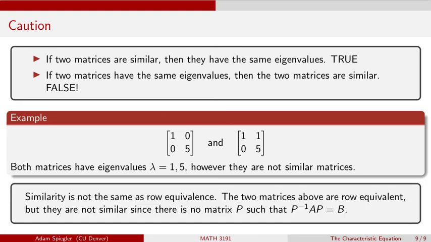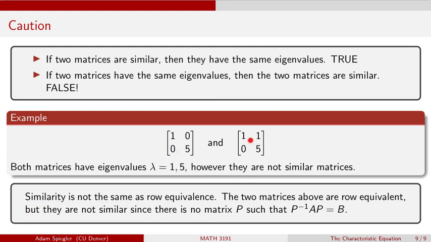And one more caution before ending this video, and that is we've discussed the idea of row equivalence of two matrices. And we say that two matrices are row equivalent if performing a series of elementary row operations on one matrix, we're able to transform it into the other matrix. So similarity is a totally different property of two matrices.